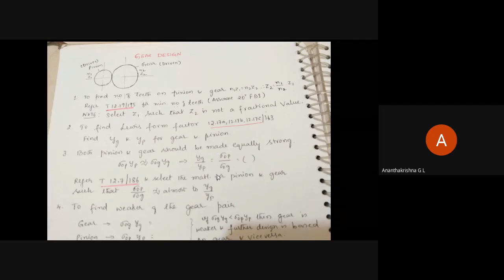Then go to the materials table. Choose two suitable materials in the steel category and cast iron category, no alloys. Choose such that the ratio of the static stress of pinion and gear is almost equal to the ratio of gear to pinion Lewis form factor. Then find out the weaker of the gear pair. By sigma naught Yg will give you for gear and sigma naught Yp for pinion, whichever value is less, that is going to be the weaker of the gear pair, and further design is going to be based on the weaker of the two.